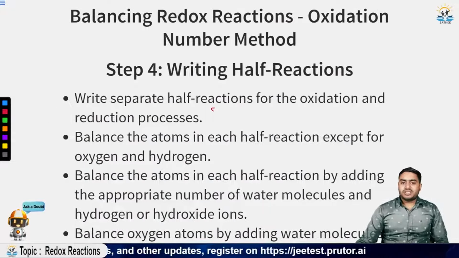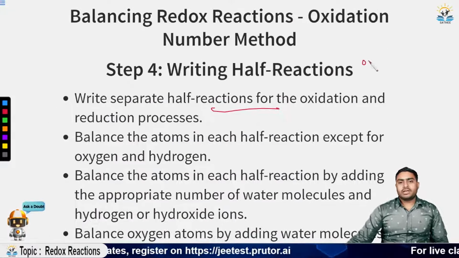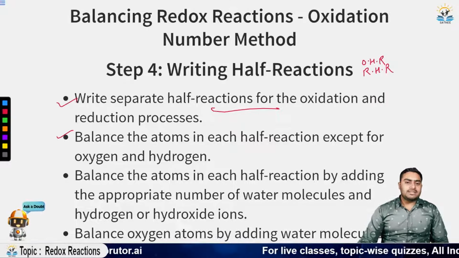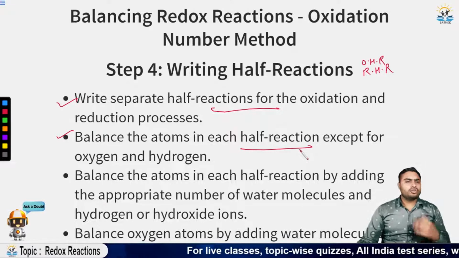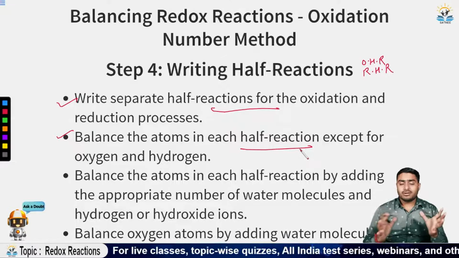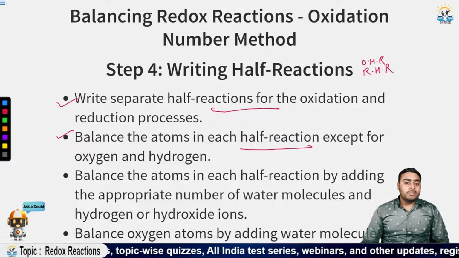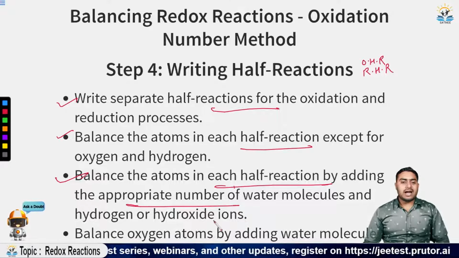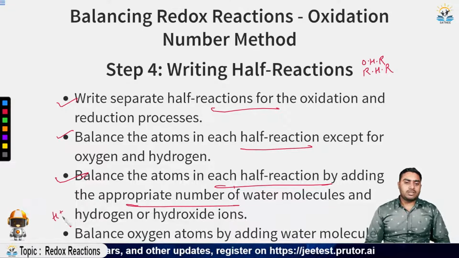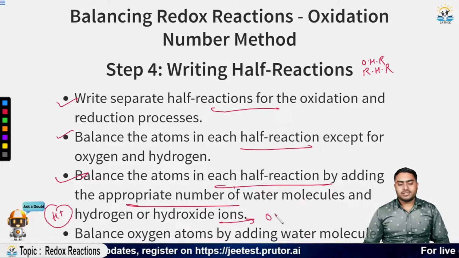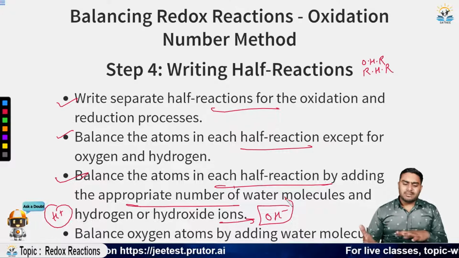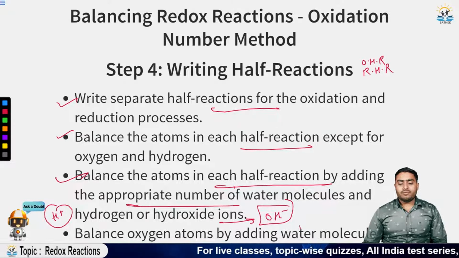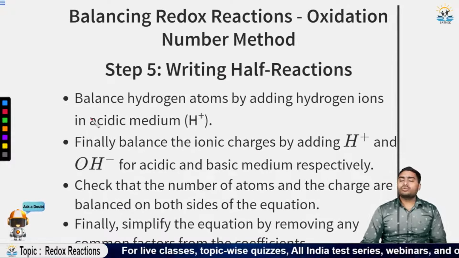Write separate half reactions for the oxidation and reduction process. You have to write the oxidation half reaction and you have to write the reduction half reaction. Balance the atoms in each half reaction except for oxygen and hydrogen. The steps are similar for some time. Okay. Balance the atoms in each half reaction by adding the appropriate number of water molecules and hydrogen ion or hydroxide ion. Hydroxide means OH negative, H positive for acidic medium and OH negative for basic medium. Balance oxygen atoms by adding water molecules. Okay, let's go to the next step.